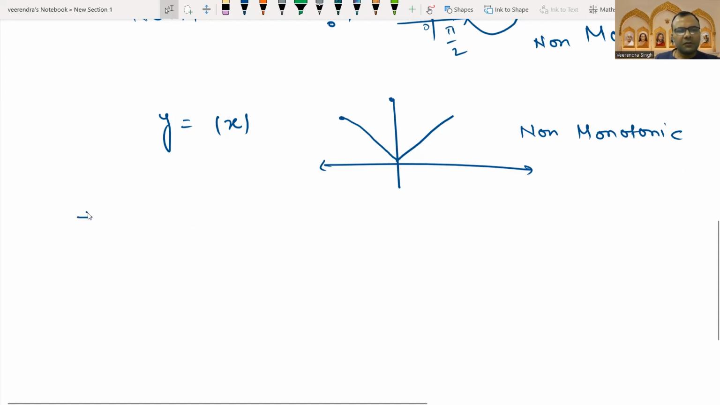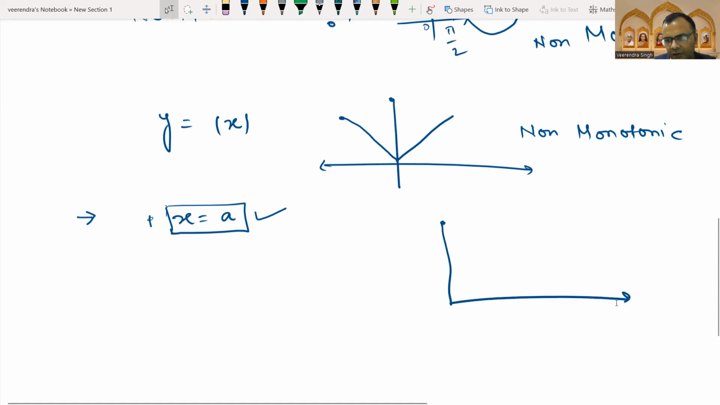Now we will talk about monotonicity, whether the function is increasing or decreasing around a point A. Suppose I have a point x equals A. We will see how we find whether the function is increasing or decreasing around the point x equals A. With the help of a graph, we will see it.